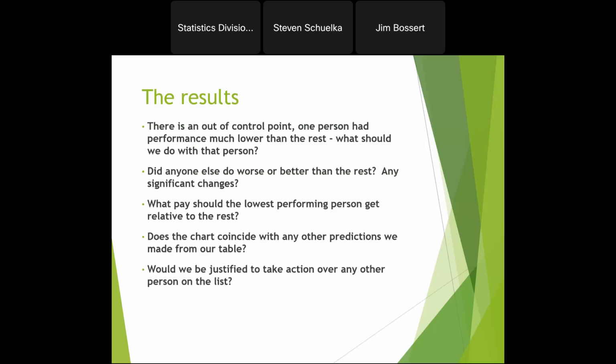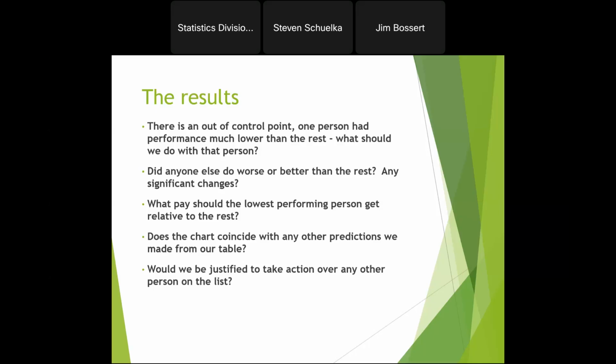Okay, so let's talk about the results. There's an out of control data point. We had one person that had performance much lower than the rest. What should we do with that person? Is that person basically an outlier? And is that outlier good or is it bad? Anybody else do any worse or better than the rest? Are there any significant changes other than that one out of control point?